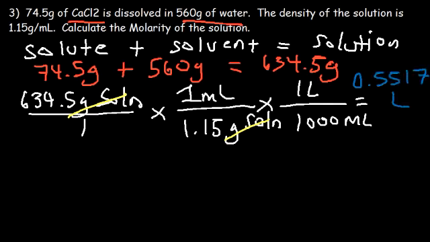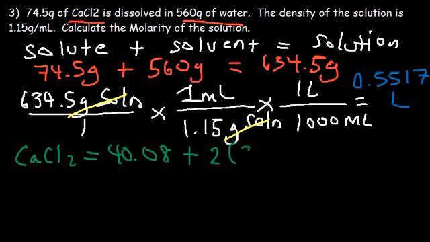0.5517 liters. So now, let's calculate the molar mass of calcium chloride. Calcium has a molar mass of 40.08 according to the periodic table, and for chlorine, there's 2 of them, so it's going to be 35.45 times 2. So 35.45 times 2, that's 70.9. If you add 40.08 to that, you should get 110.98. So now we have everything we need to find the molarity.